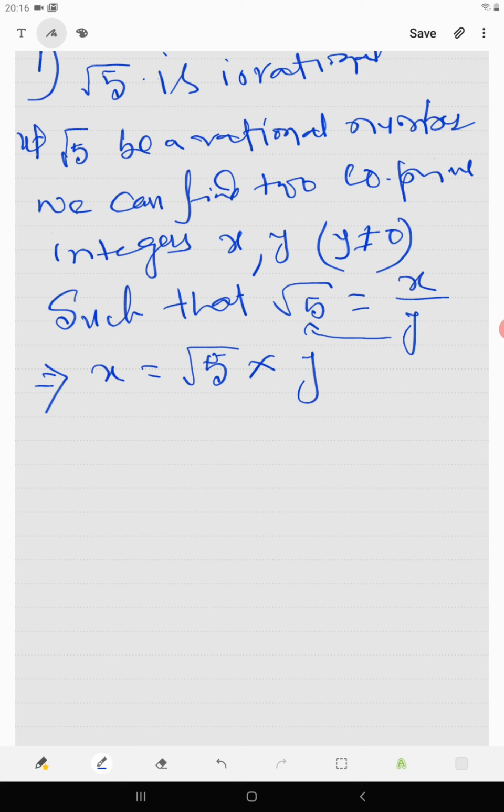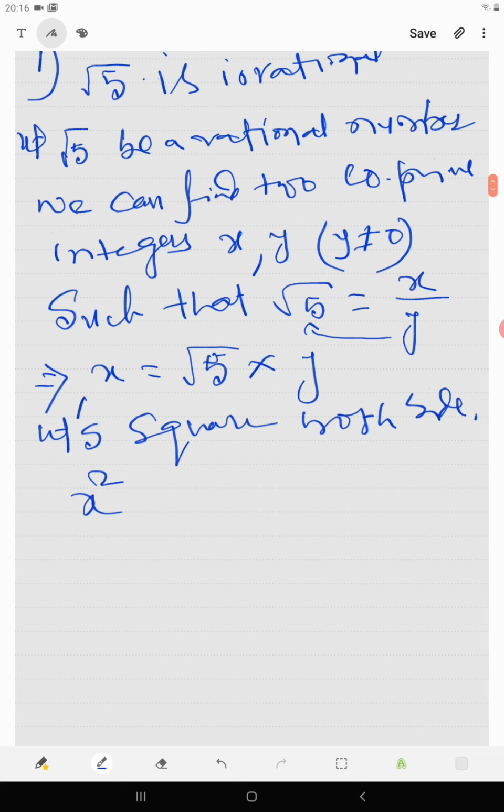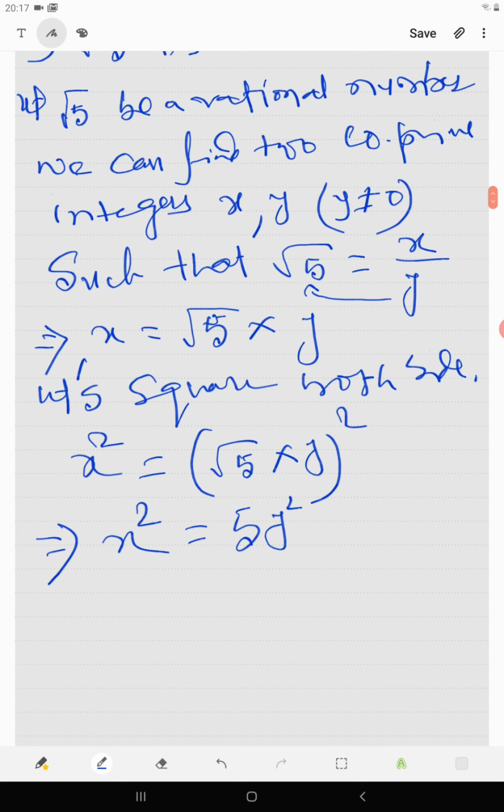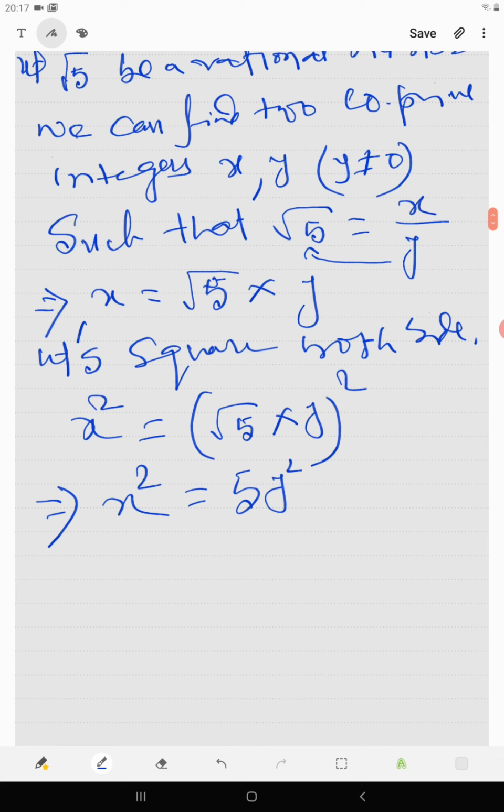Now let's square both sides. If you square both sides, what will happen? X becomes x square, equals root 5 into y whole square. This simplifies to x square equals 5y square. So x square can be written as 5y square.